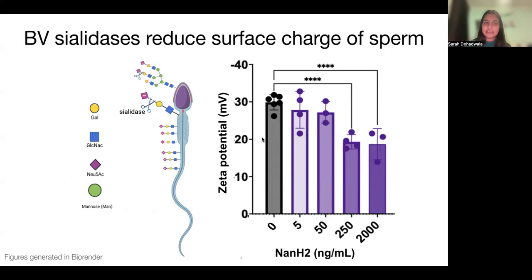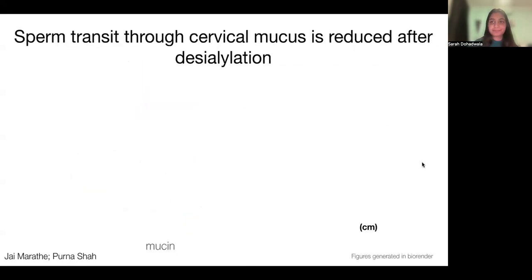And we confirmed that idea by treating the sperm with different doses of sialidases and then measuring zeta potential, which is the surface charge of the cells. And 250 and 2,000 nanograms per mil are BV-associated doses, so it was interesting to see that these BV-associated doses are where we start to see the surface charge actually drop.